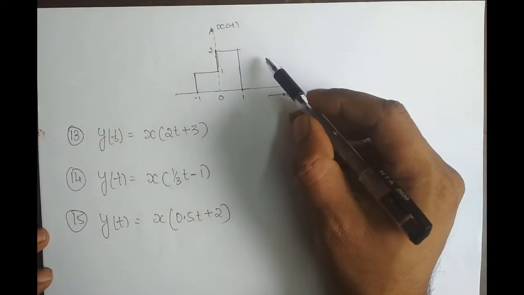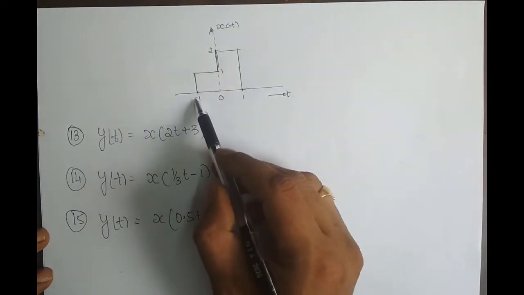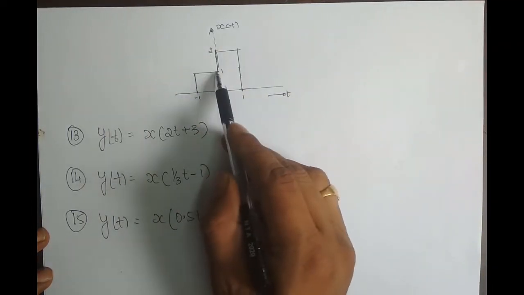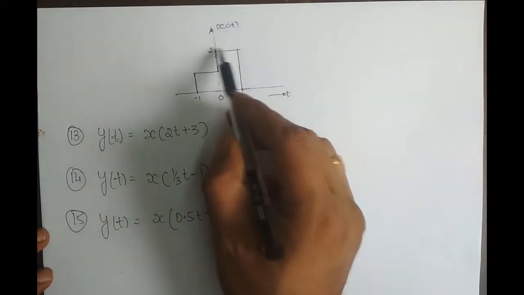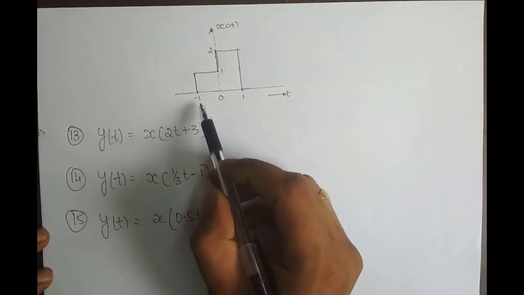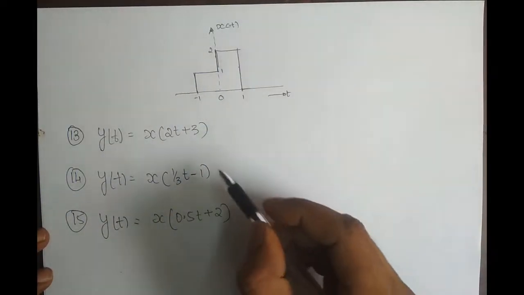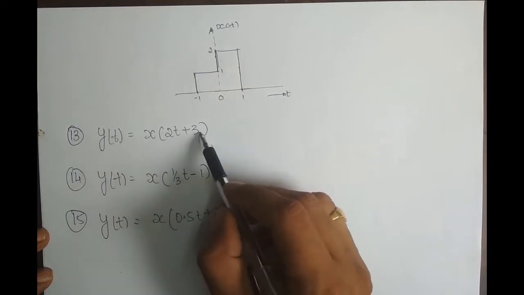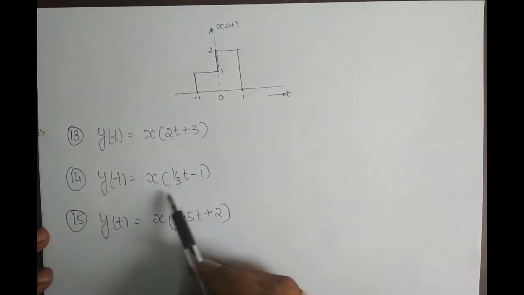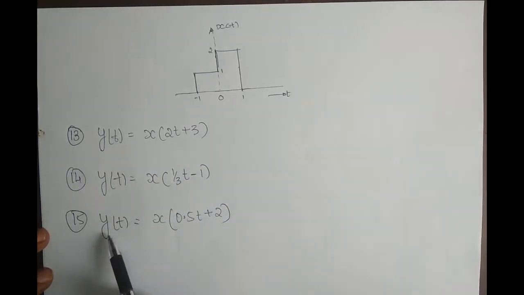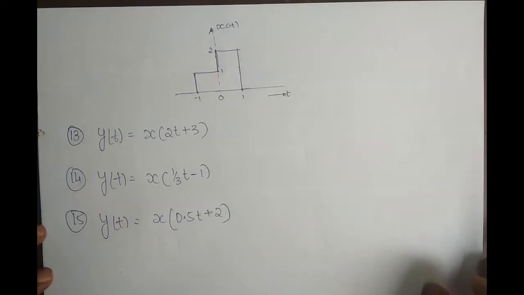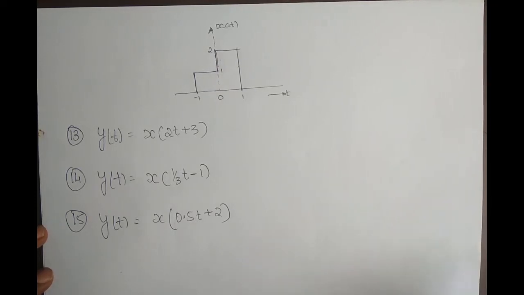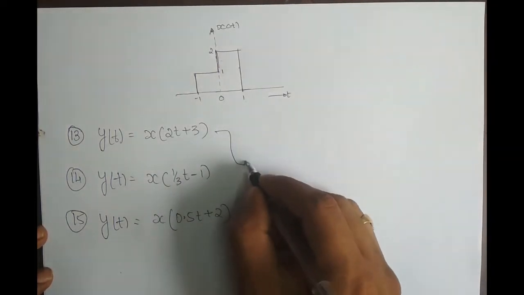x of t is given as shown. It varies from -1 to 0 with amplitude 1, and for 0 to 1, its amplitude is 2. It is defined from -1 to 1. I have to sketch y of t, which is x of 2t plus 3. I have to sketch y of t, which is x of 1 by 3t minus 1, and I have to sketch y of t equal to x of 0.5t plus 2. We shall solve them one by one, and we will take up problem number 13.